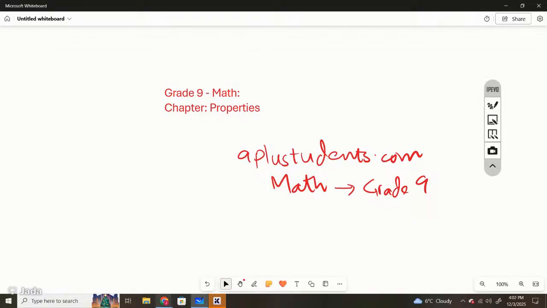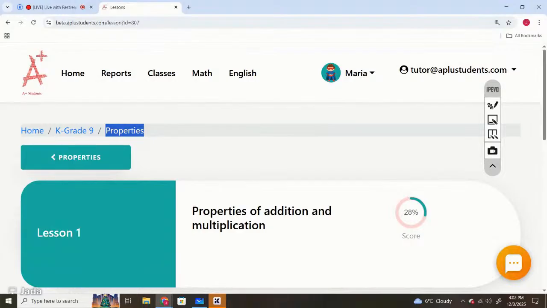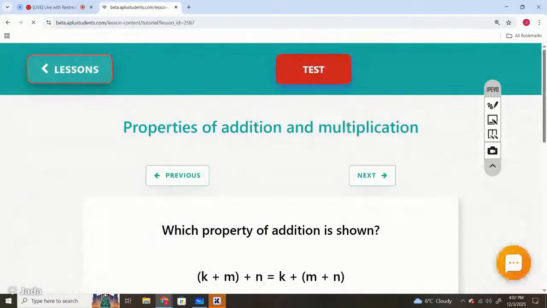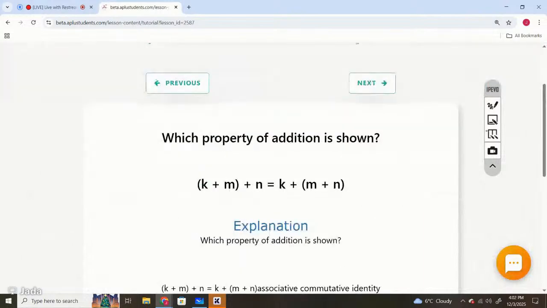So here I'm on grade 9 math. Let's just start with the chapter properties. Properties of addition and multiplication. Let's just start with the lesson. So which property of addition is shown? K plus m plus n is equal to k plus m plus n. So which property of addition is shown?